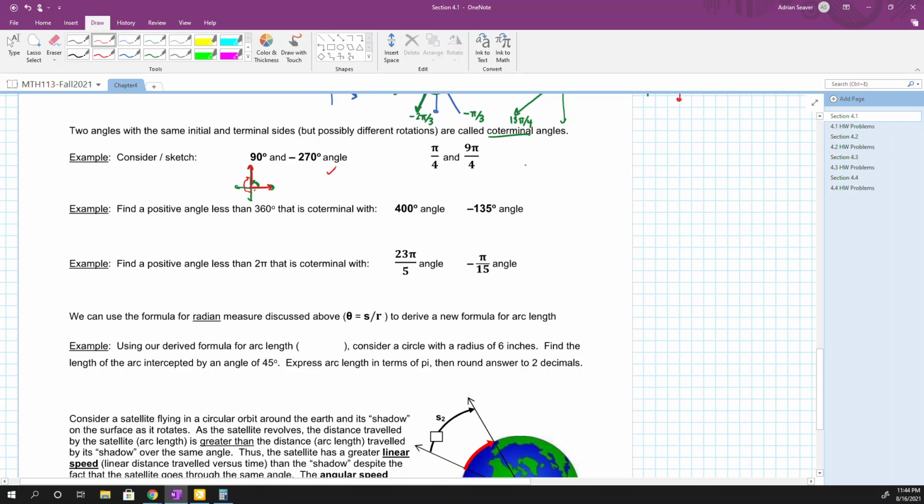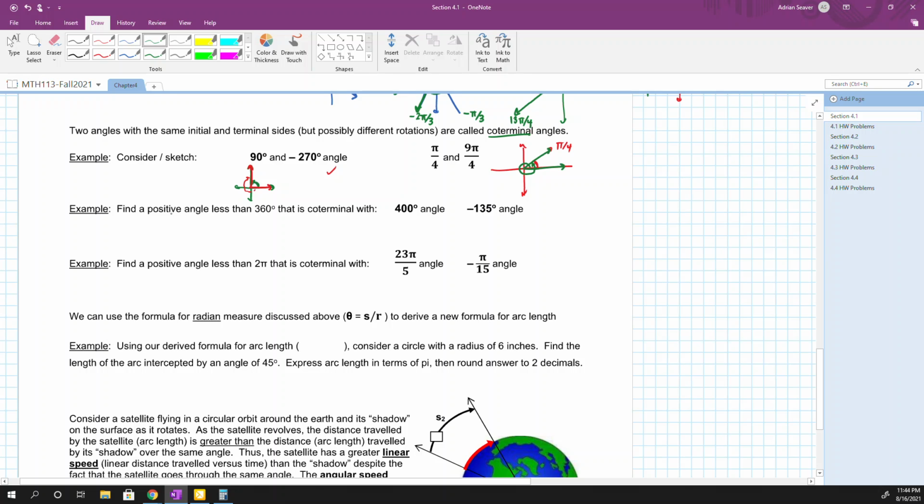Pi over 4 and 9 pi over 4. Well, just to talk to a similar example, pi over 4 is splitting the difference here. This is your pi over 4. 9 pi over 4 would mean I've gone 8 pi over 4 and then another pi over 4. So again, same initial and terminal sides, just a different way of representing them. So we can use that.